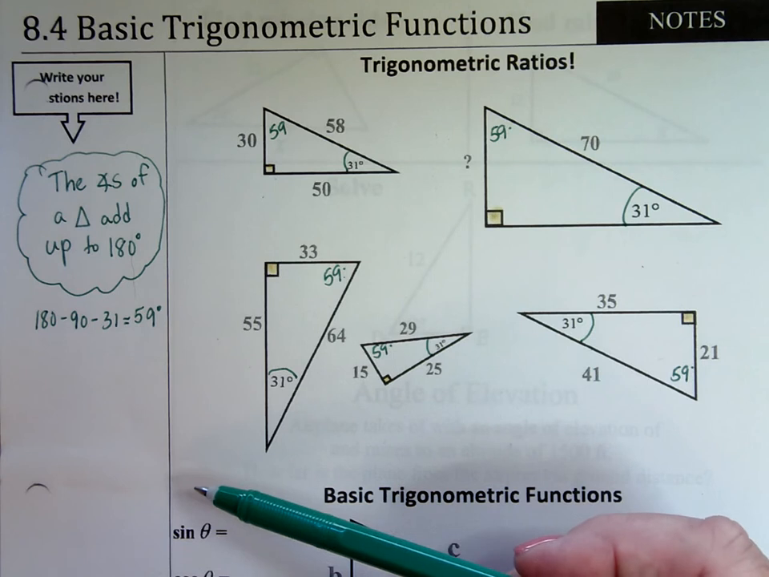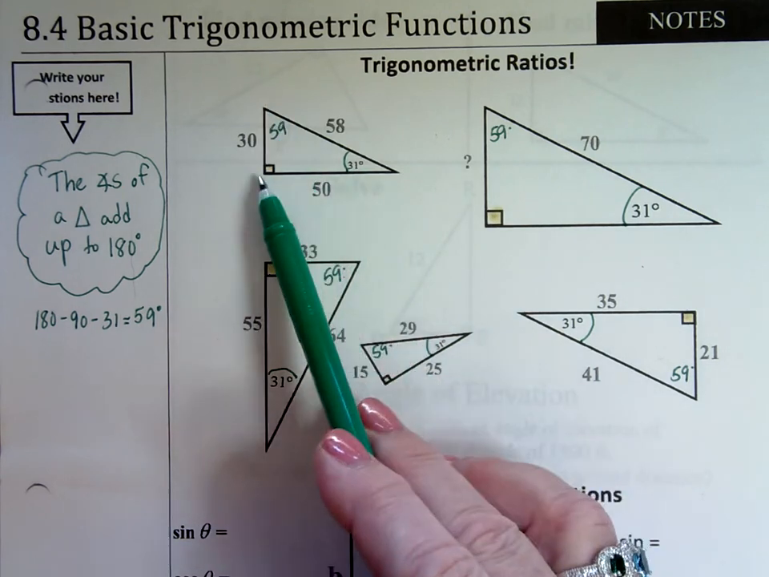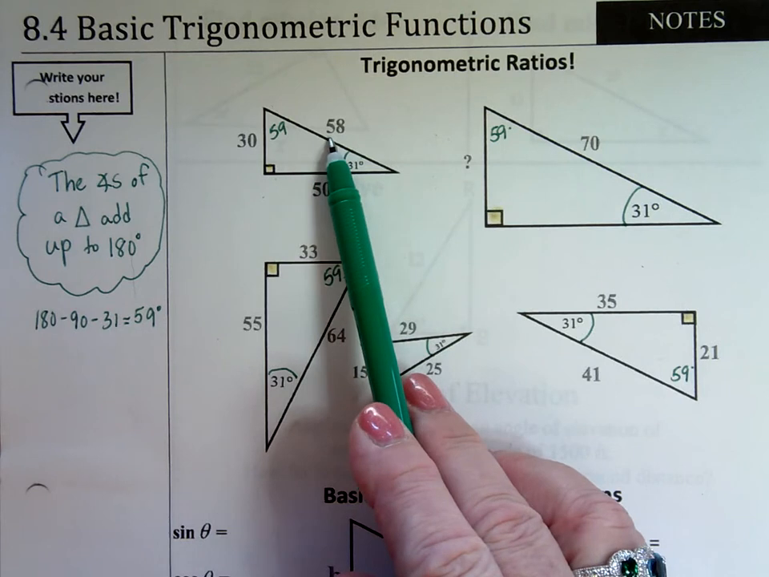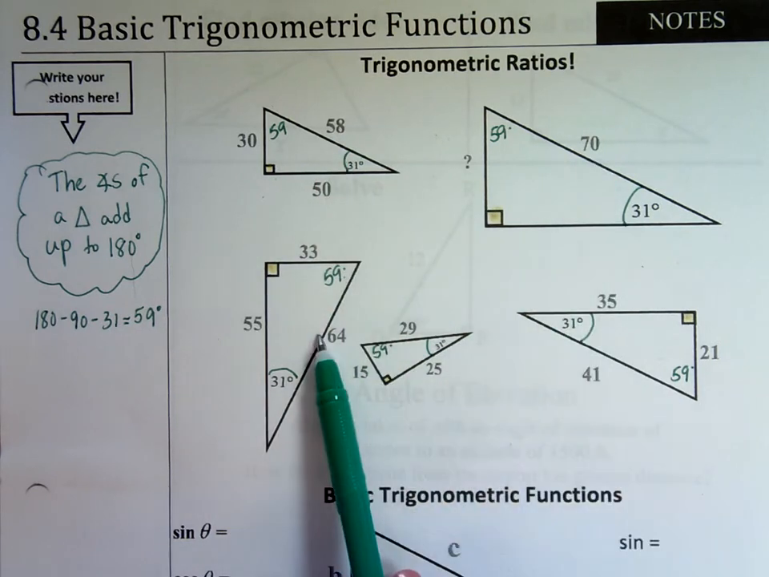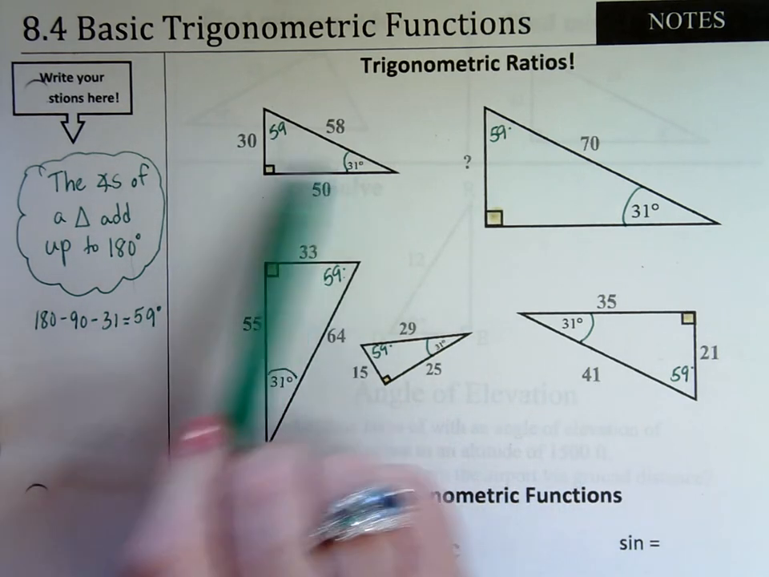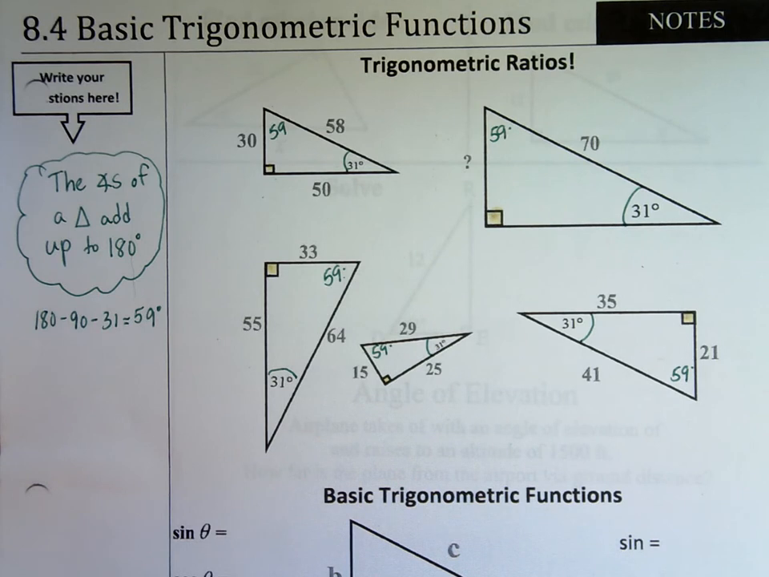They don't have special names. But the longest side, the one that's opposite the right angle, he's your hypotenuse. This one has a hypotenuse of 58. This one, it's 70. This one, it's 64. This one, it's 25. This one, it's 41. So even though they have the same angle measurements, the sides could be all different things.